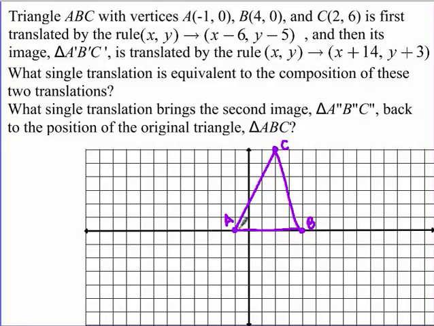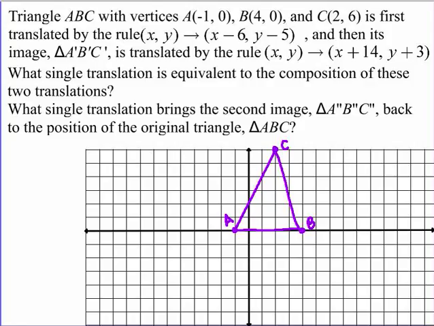It's first translated by the rule (x, y) goes to (x - 6, y - 5). So do we remember how we do that? X minus 6, y minus 5. What do we do? Pick the point and subtract 6 from its x and 5 from its y. If I subtract 6 from its x, what does that mean that I essentially do? Move it to the left. I go to the left 6, and down 5.